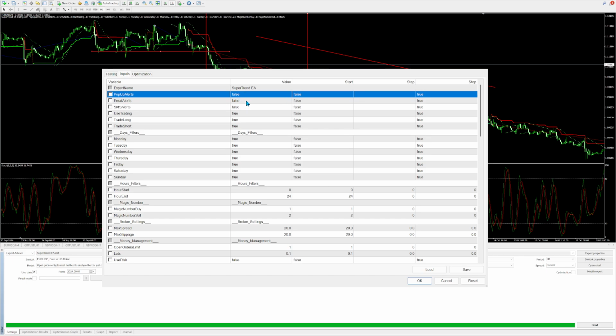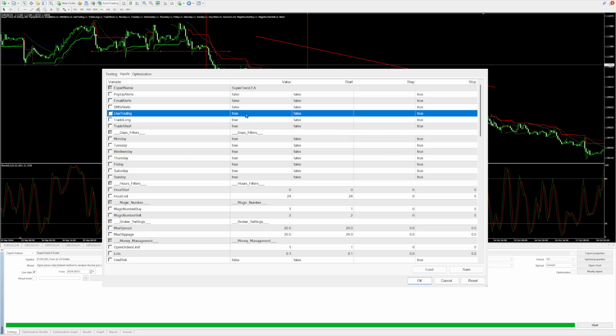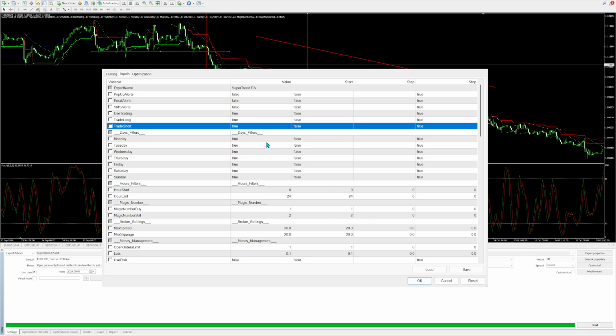So you can get pop-up alerts, email alerts, and SMS alerts, which are of course handy if you're away from your platform and you just want to be notified when there's a change in circumstance, perhaps to look to open a trade or manage an open position as well. Okay, use trading, if set to true, it won't just send you an alert, it will place the trade for you and manage it according to the settings that you set here. Trade long, trade short, self-explanatory. Do you want the EA to buy and sell, or just do either?